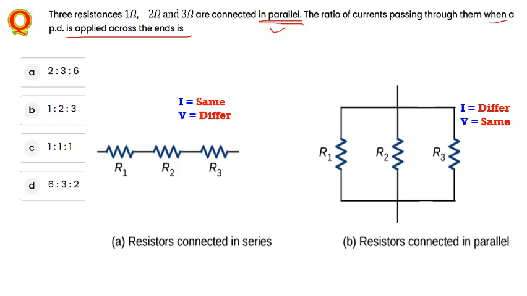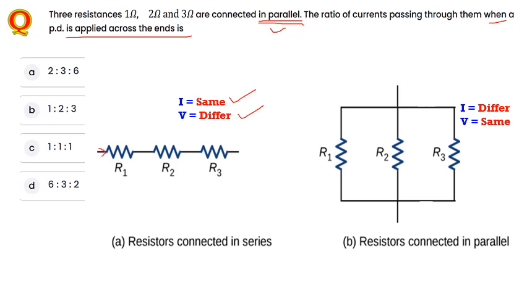Now if three resistors are connected in series, the important key point we need to remember is that when resistors are connected in series, the current is the same and the potential differences differ.